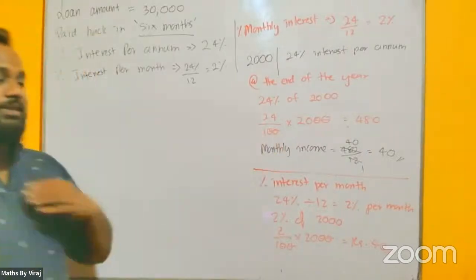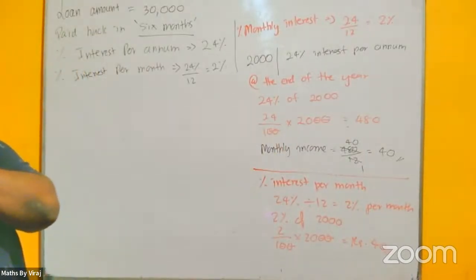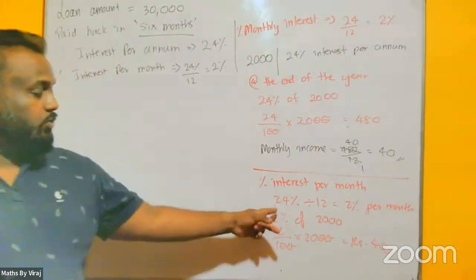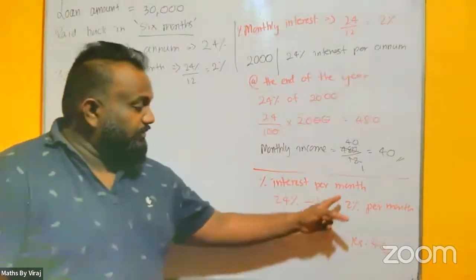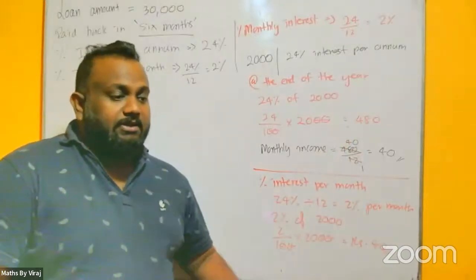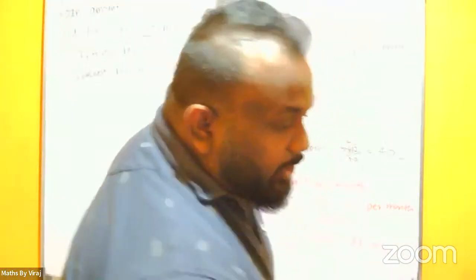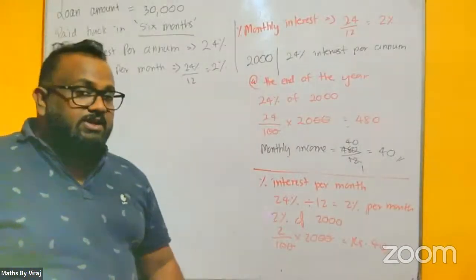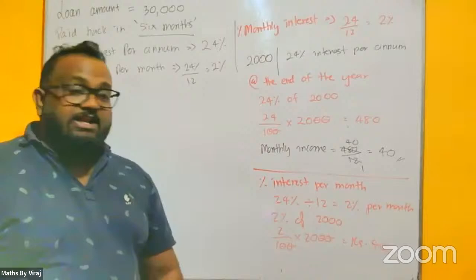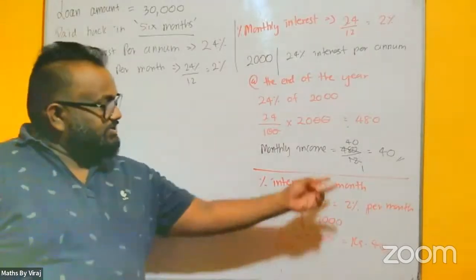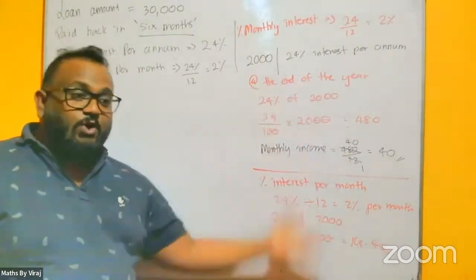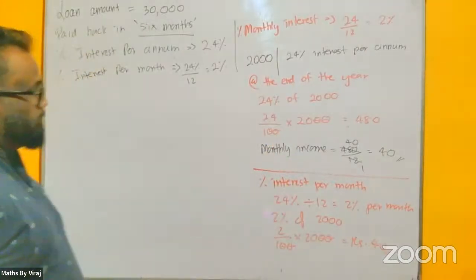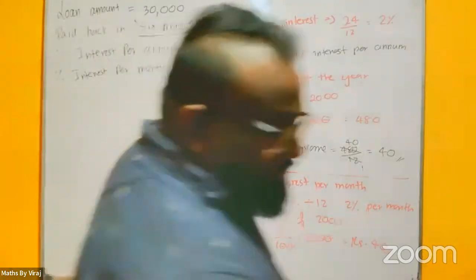So rather than doing this calculation, if I were to calculate the percentage interest per month, that would be 24% divided by 12, 2% per month. Therefore, what is 2% of 2000? 2 over 100 in 2000, that is rupees 40 per month. So if you do it as such or the other way, both ways you get the same answer. Yeah, correct. Take this down now.